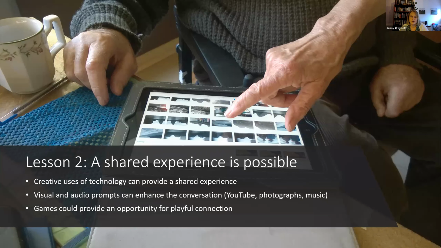So second lesson, just drawing on that last example that I shared, is that a shared experience is possible. So we can creatively use technology to provide that shared experience. Visual and audio prompts can enhance the conversation. So YouTube, other participants talked about photographs, so using photographs to direct the conversation and to provide a focal point, and music. I also suggest that games could potentially provide an opportunity for playful connection, depending on the interests of the people involved in the engagement, and of course depending on their ability levels.